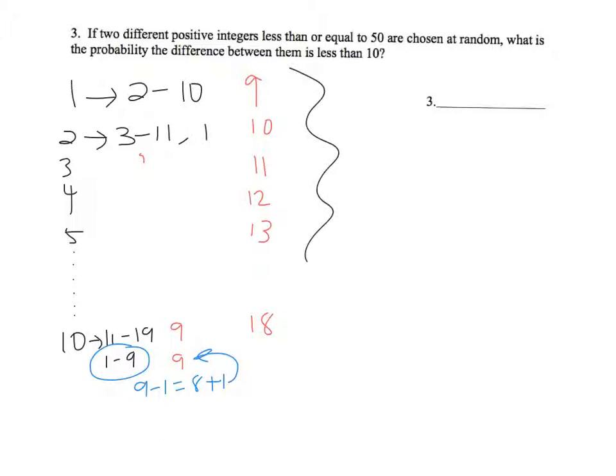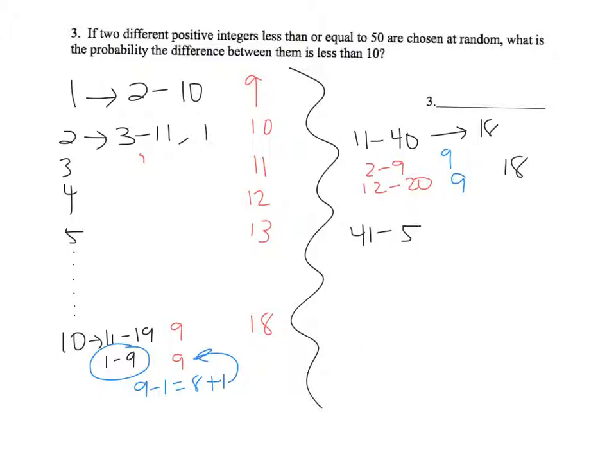Now, beyond 1 through 10, I'm going to consider 11 through 40 as my second set of cases. Okay, considering the number 11, below 11, I have 2 through 9. Those numbers are going to have a difference less than 10. And above 11, I'm going to have 12 through 20. Again, this is 9 cases and 9 cases, which is a total of 18. So for 11 through 40, there's 18 cases for each. Above 40, I have 41 through 50, and those follow the same as 1 through 10. So the 9, 10, 11, 12, 13, all the way up to 18.